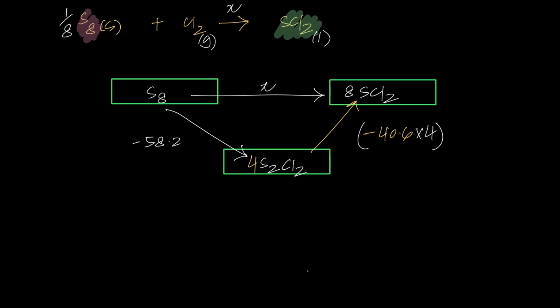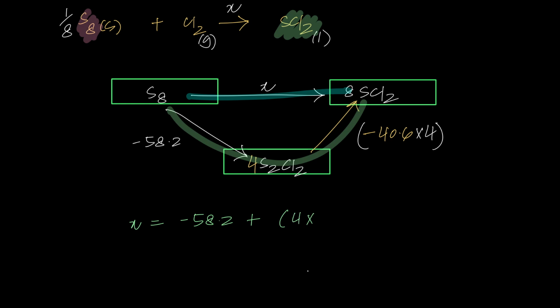Now calculate X, everybody. I want to make this crystal clear. The indirect route equals the direct route. So X equals, it's a piece of cake now. X equals minus 58.2 plus 4 times minus 40.6. Everybody, can you calculate X? This X is not the final answer. Please understand, it's not the final answer. What is X? Anji, what's X?